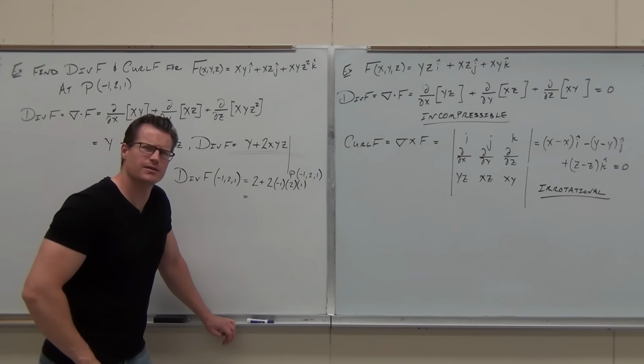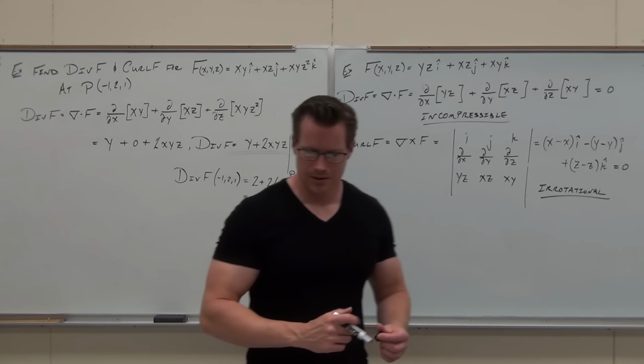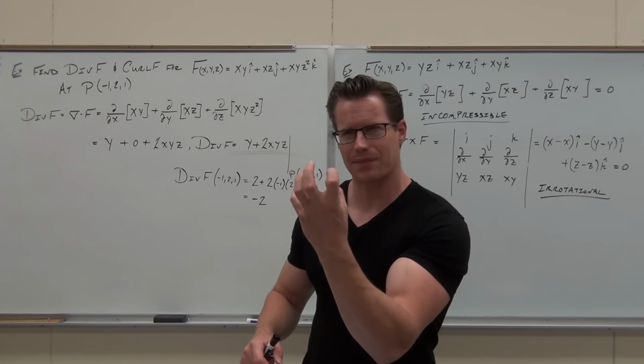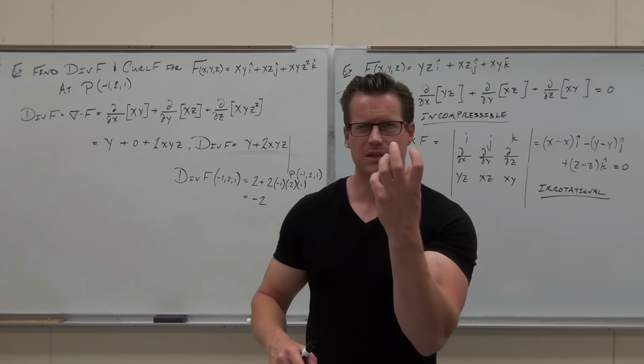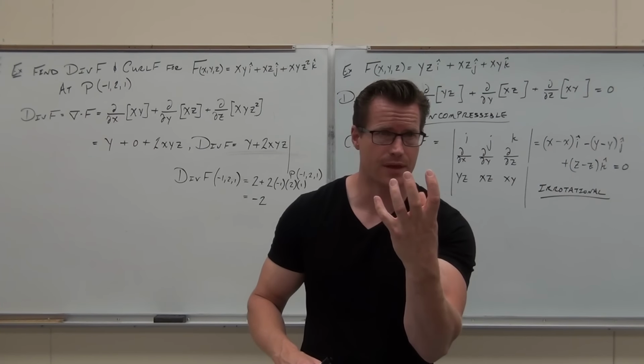Looks like it's -2. Yeah, -2. Now, what does it mean about the vector field at that point? Are we gaining fluid at that point? Are we stagnant at that point? Or are we losing fluid at that point?